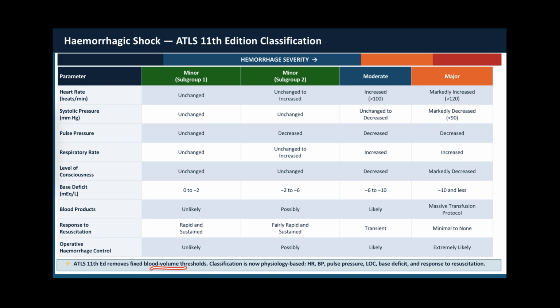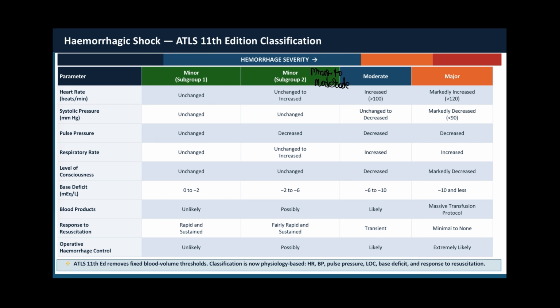With this, let's walk through this slide. Hemorrhagic shock is divided into four subgroups. Minor, that's subgroup 1; minor to moderate, subgroup 2; moderate; and major. Okay. While I'm walking through it, I'm going to make a box for the things which need to be remembered very easily. Okay. In minor, subgroup 1, the heart rate would be unchanged.